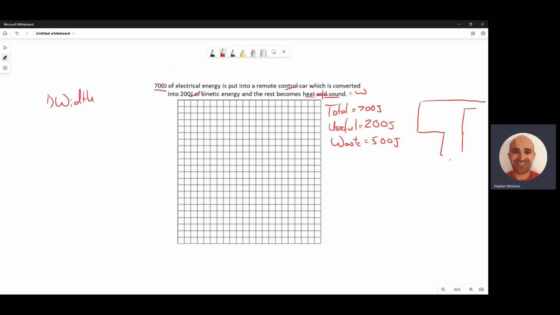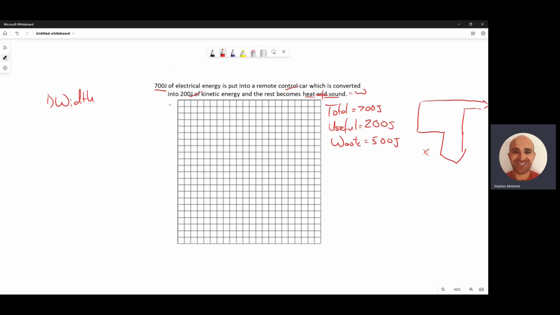And it's going to look something like this. Now I want to make sure that I can get my 700 joules and an arrow for my width down here. So I can't just say that this is equal to 700 joules. That's not going to work for us, because where would the arrow go? Where would my scaled arrow go? So we can't do that.